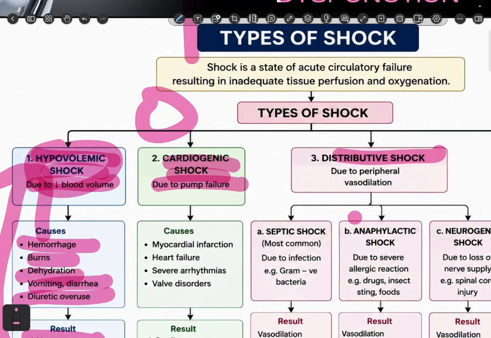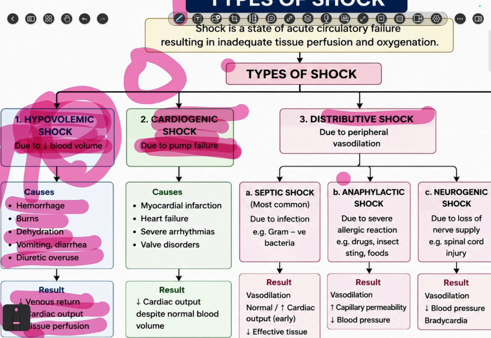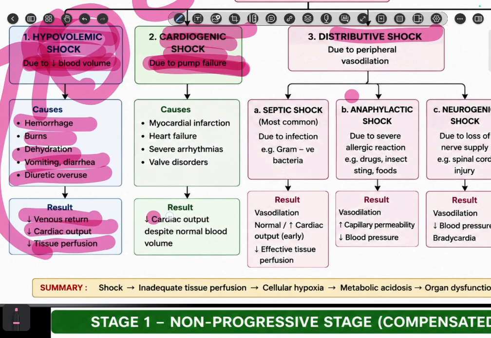Cardiogenic shock. Cardiogenic shock is a type of shock caused by failure of the heart pump. Definition: cardiogenic shock is a state in which the heart fails to pump enough blood to meet the body's need. In hypovolemic shock, we saw it occurs due to decreased blood volume. In cardiogenic shock, it occurs due to pump failure. Blood volume may be normal, but the heart muscle becomes too weak to pump properly. As a result, cardiac output decreases despite normal blood volume. Blood pressure falls, tissue perfusion decreases, and organs receive less oxygen.